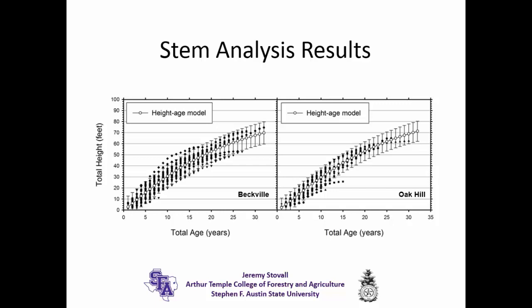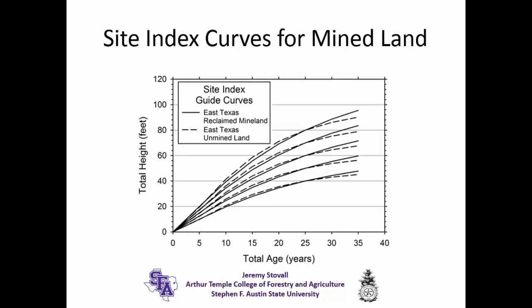It could have been that 2011 drought having a greater impact on the smaller trees. That's just a hypothesis at this point. But he developed height age models. He compared them. And the parameter estimates on these models were not statistically different from one another. So he created a combined reclaim mining model that includes data from both mines. There was no reason to treat them separately. And from that, he developed site index curves. So we have site index curves now parameterized to reclaim mine land for loblolly pine in East Texas.